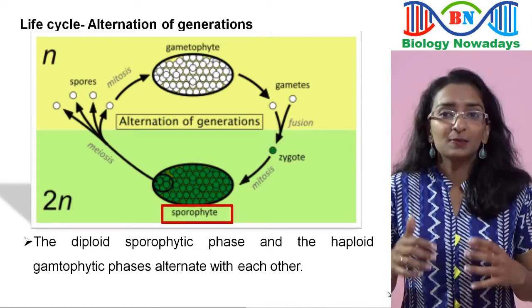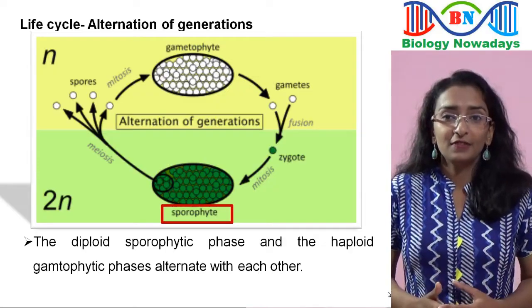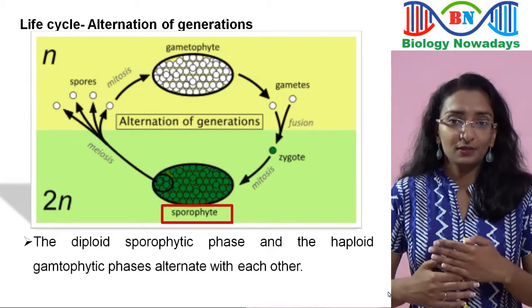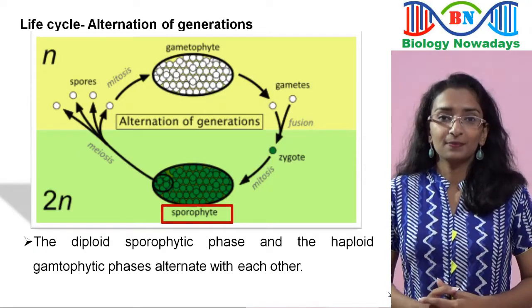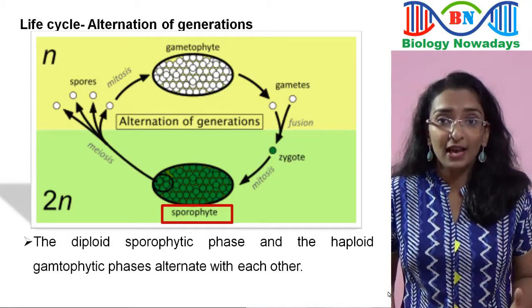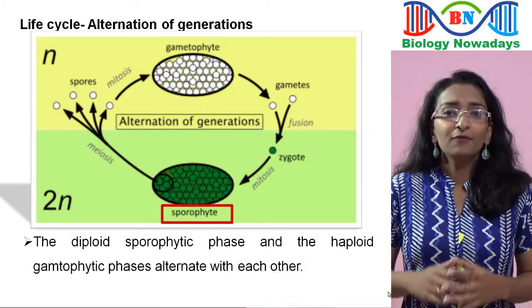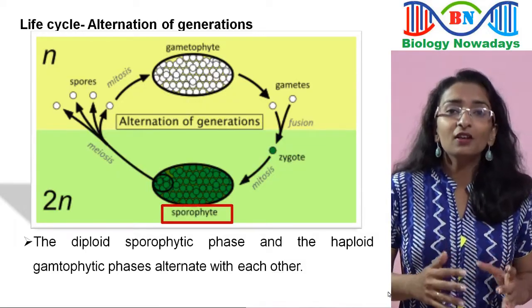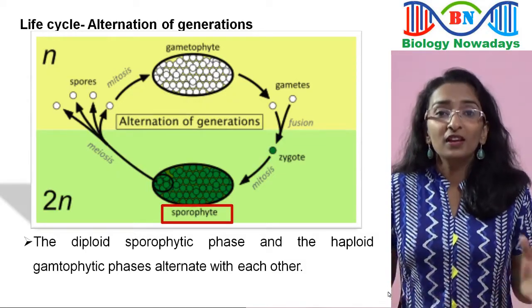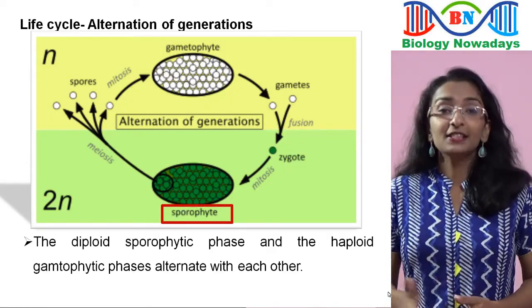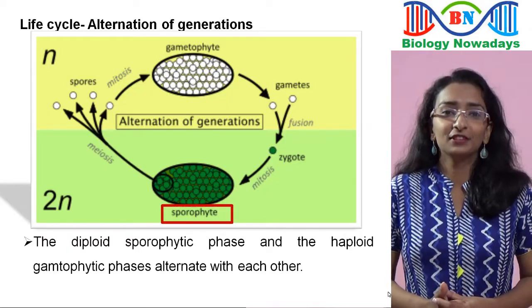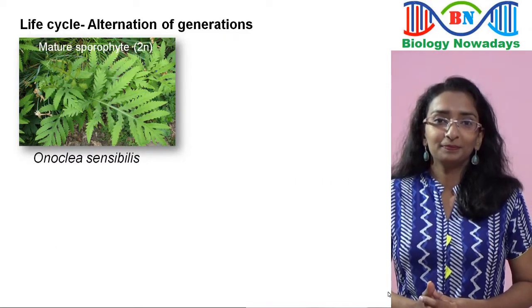In this way, the sporophytic and the gametophytic phases alternate with each other. This phenomenon is called alternation of generations. The lengths of the haploid and diploid phases, and whether these phases are free-living or dependent on others, vary among the different groups in plants. Let's see the alternation of generations in the fern Onoclea sensibilis.